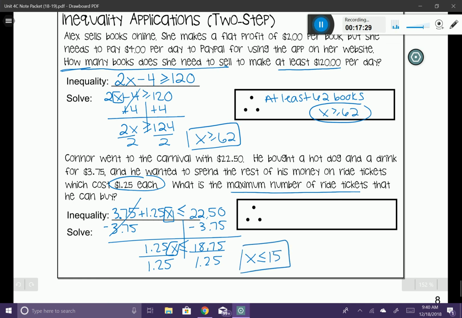So to answer our question, what's the maximum number of ride tickets that he can buy? Well, he can buy 15 or less. And I'll go ahead and put ride tickets on there. All right. So in this section, we've talked about translating and applications of inequalities.